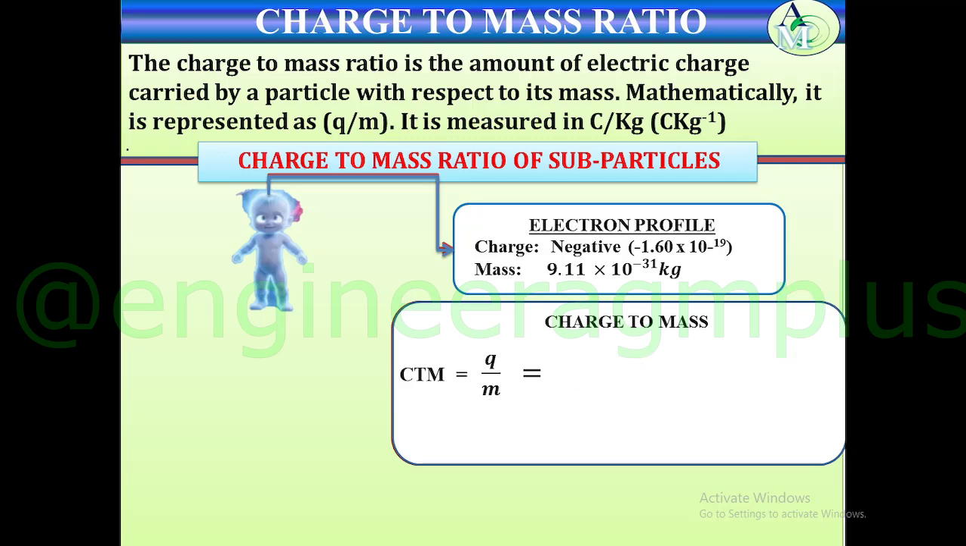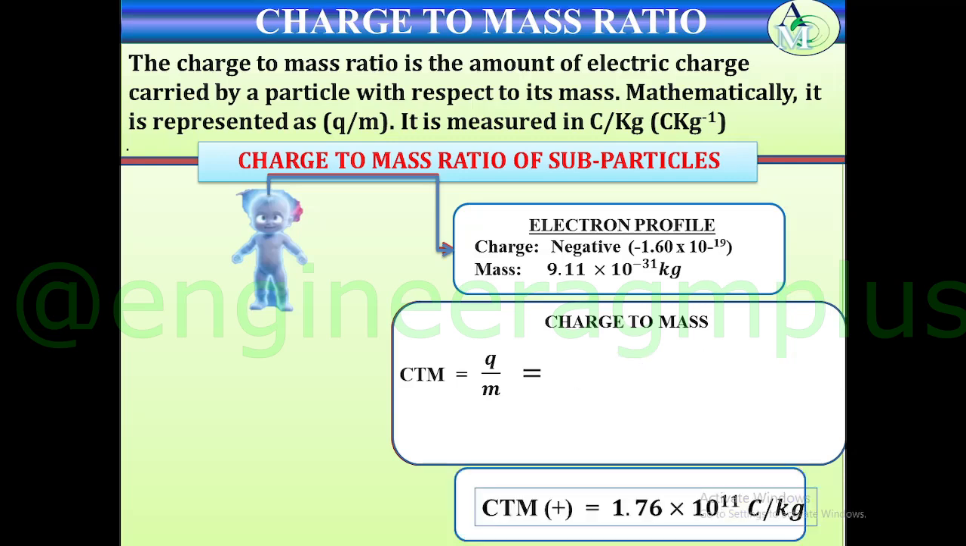I believe that should give you 1.76 times 10 raised to the power 11 coulomb per kilogram. And what does that mean? It means something close to 176 billion coulomb per kilogram.